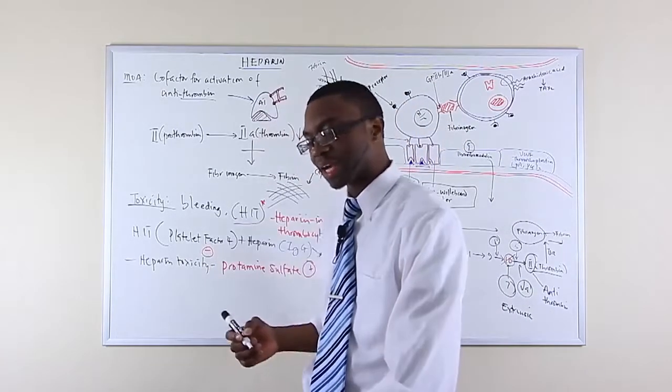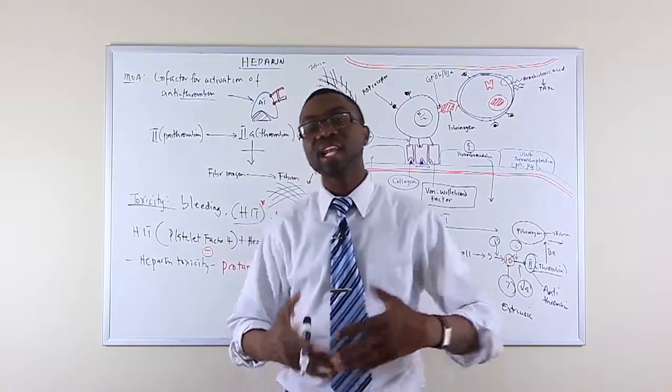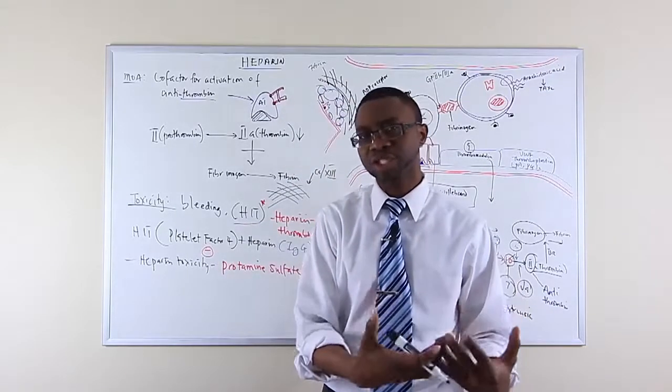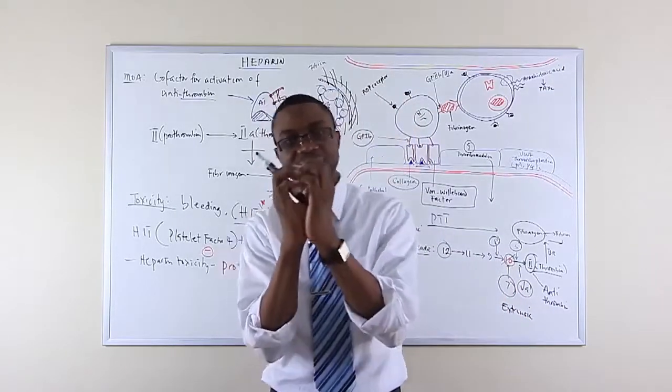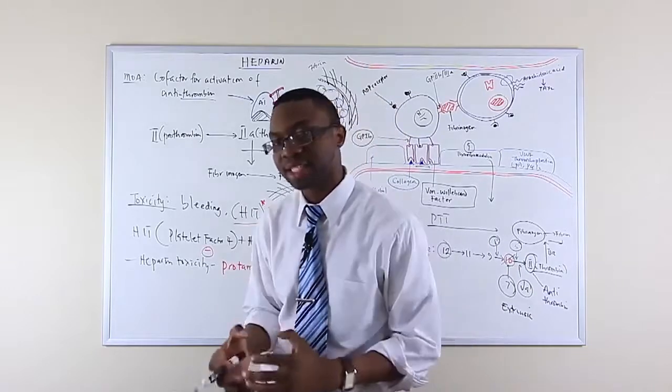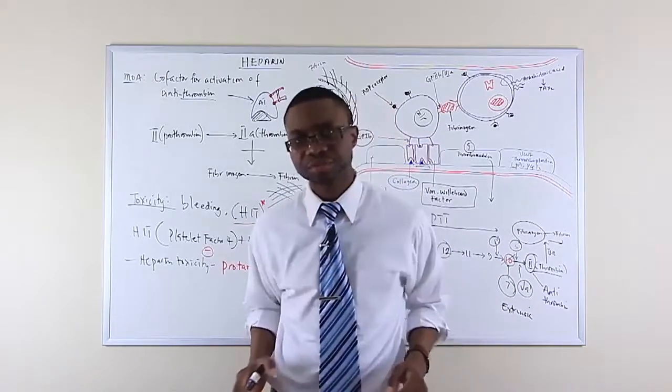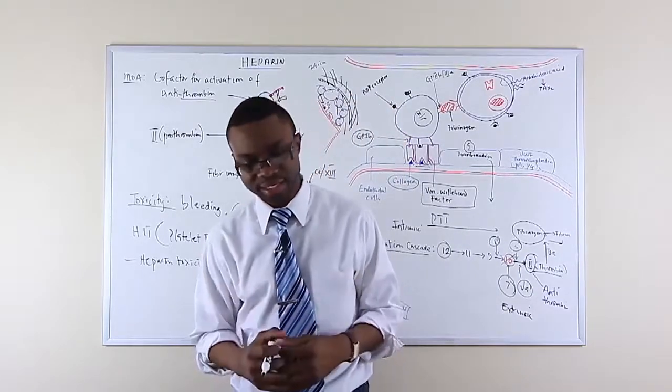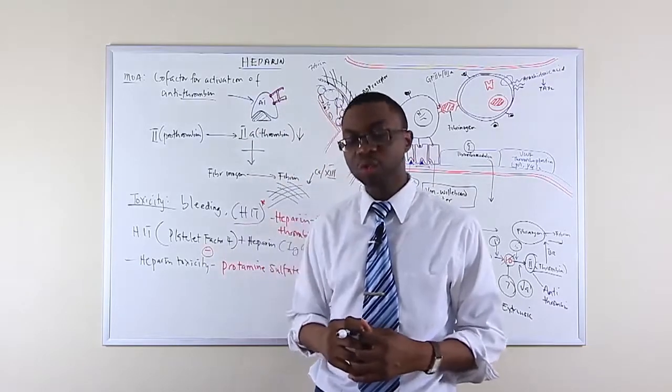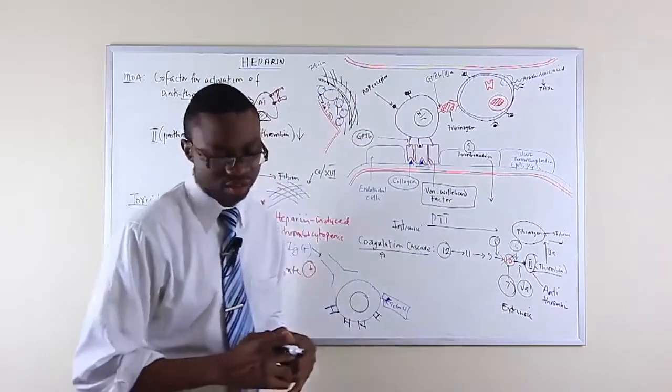Now, there's a few things I got to tell you about heparin. There is a low molecular weight version of heparin, because heparin is basically a molecule, okay? It's a negative charge molecule that's created, and it's a drug. So the low molecular weight heparins are known as enoxaparin.